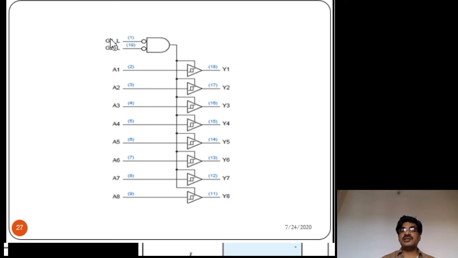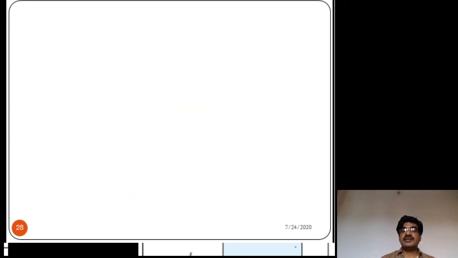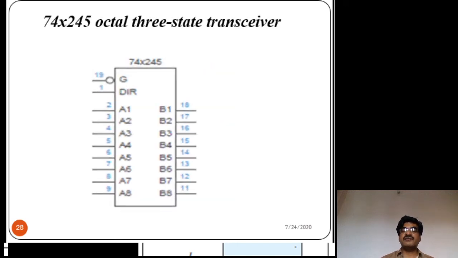With G1 and G2 at zero, the AND gate output is 1. Therefore, all the buffers are active. Hence, the output Y equals A, because all the buffers transmit the data on A to Y. That is the functionality of this non-inverting tri-state buffer.